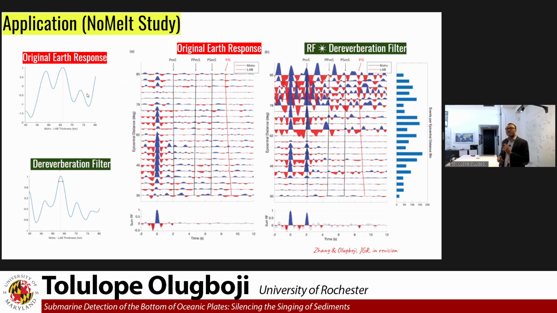This is before the filter. You see multiple peaks, no preference for a particular thickness. After the filter, the peak is more observable, and the phases will go into identifying the thickness, the Moho to LAB. So this is really cool, we think. It's simple. Go ahead. Quick question.